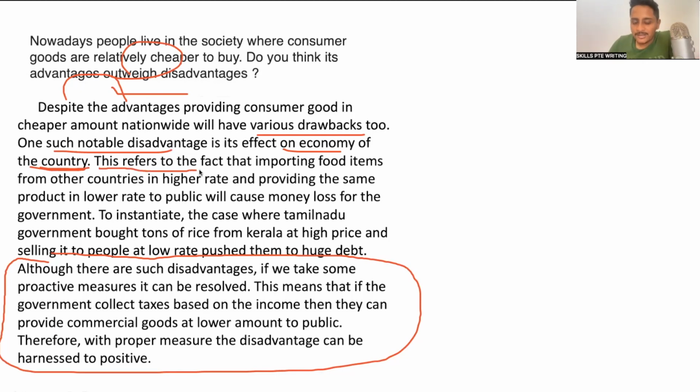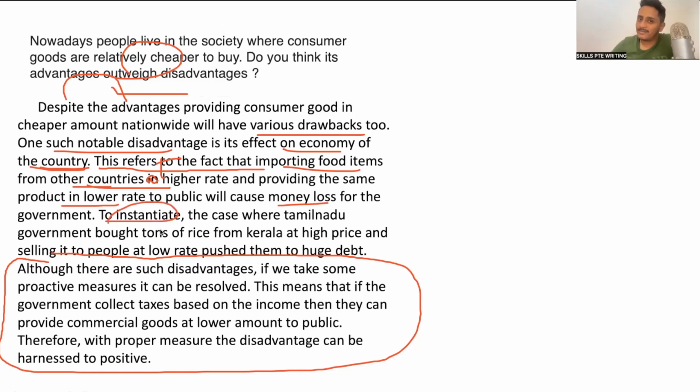How? This refers to the fact that importing food items from other countries. Where are we talking about importing? So this is happening in the imagination of the person. It is not even asked. Importing from other countries at a higher rate and providing the same product at a lower rate will cause money loss. Where did they say that from China we will import for 100 rupees, and here now we will sell it for 50 rupees? Where have they told that? No.